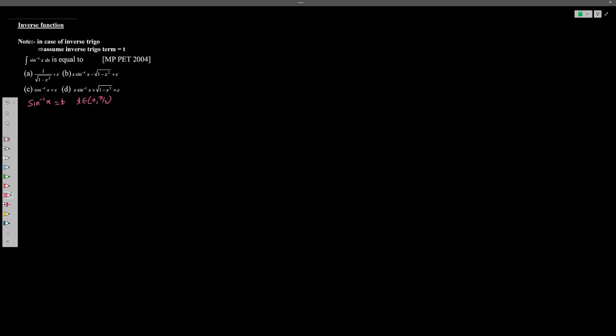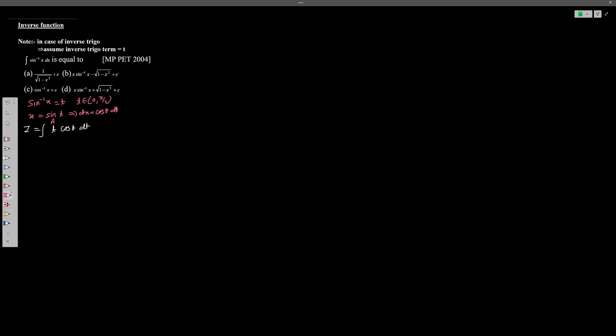Okay, now the problem is differentiation is not available, no problem, make x the subject, so we'll get x equal to sin t. Differentiate both sides, we will get dx is equal to cos t dt, right? So let's change our variable. Integration of sin inverse x will become t and dx will become cos t dt, right?